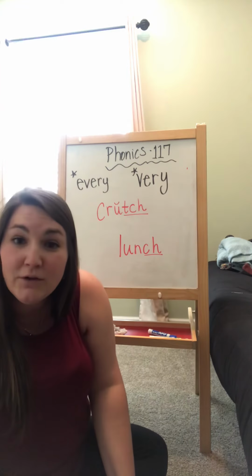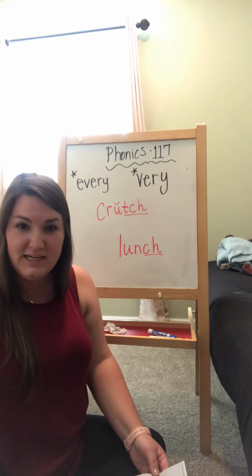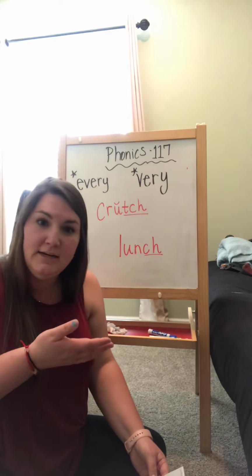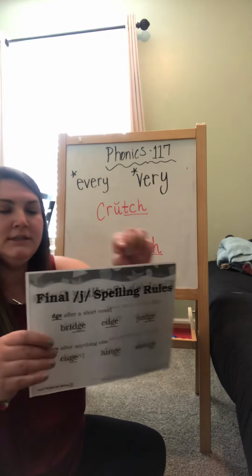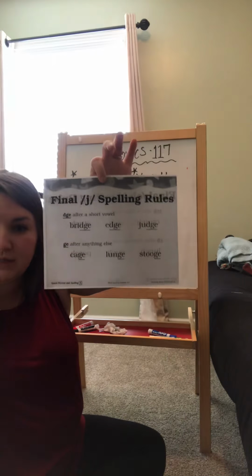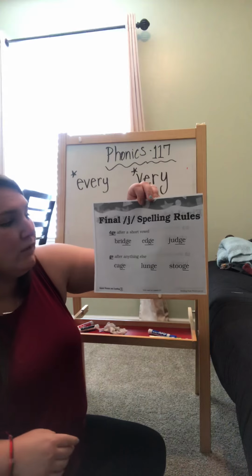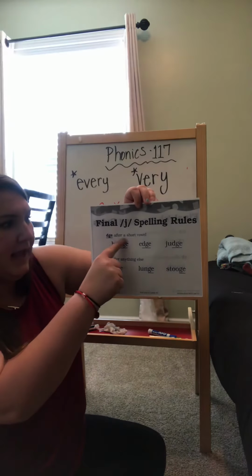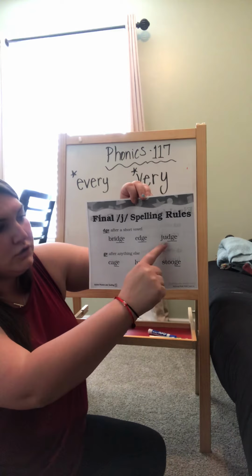And so I have a new rule that can help us remember, well, when do I write DGE, or is it just GE, or is it just a G? So our final J spelling rule is this, and you should have this poster in your packet also. Whenever we hear a short vowel, we put DGE after a short vowel like bridge, edge, judge.